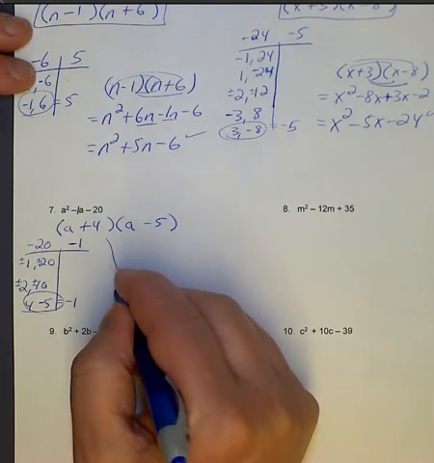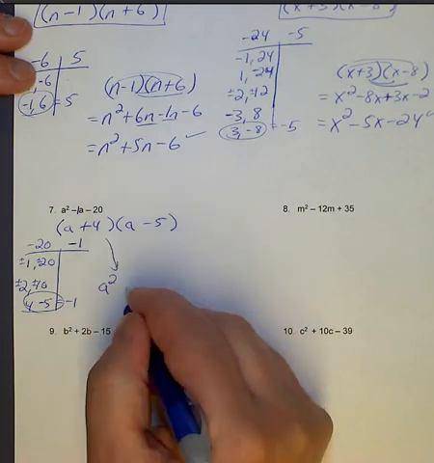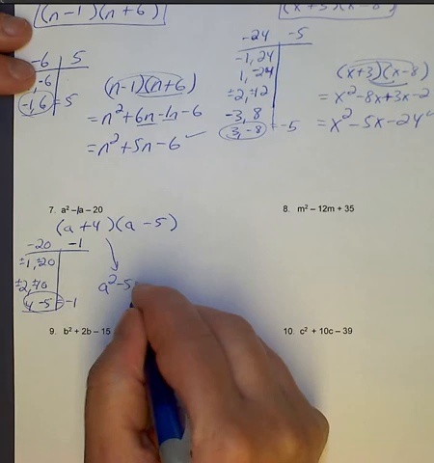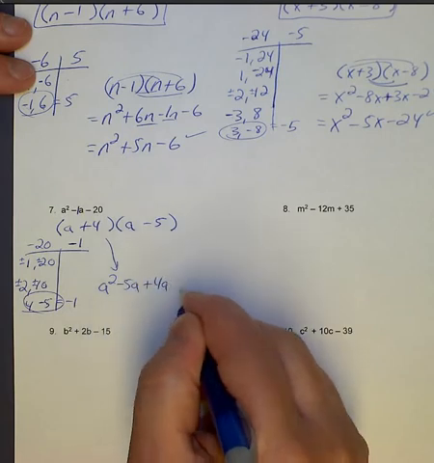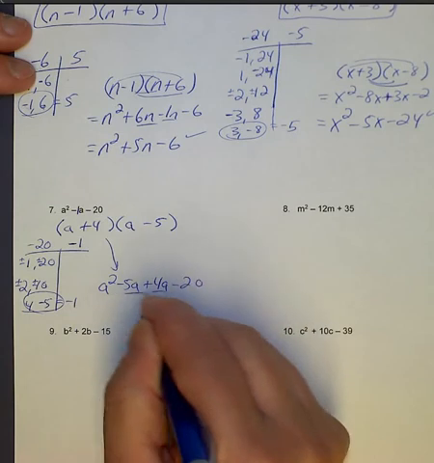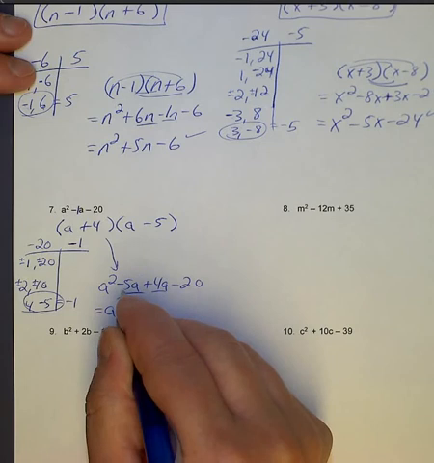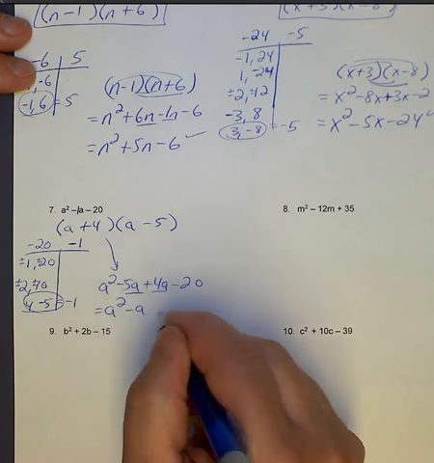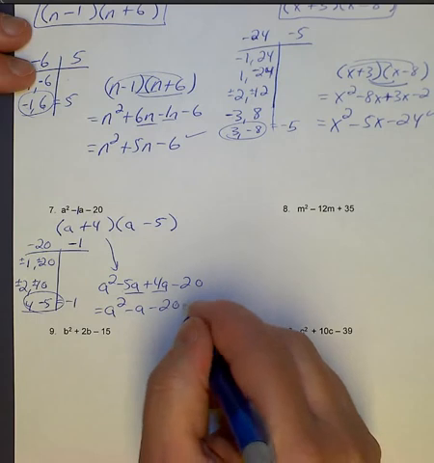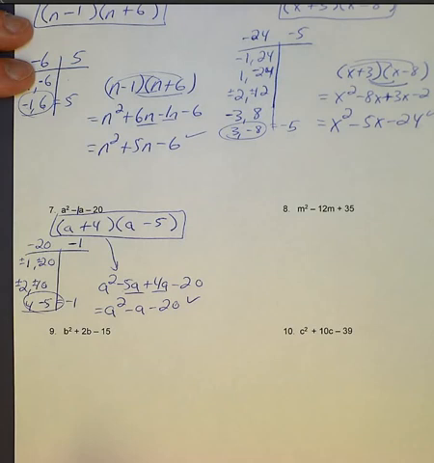We're going to double check that. If I wanted to check that, I'd FOIL it. A squared, outside term, negative 5a, inside, plus 4a, minus 20. Combine our like terms. We get a squared, negative 5a plus 4a is minus a, minus 20. That checks. Those are my binomial factors.